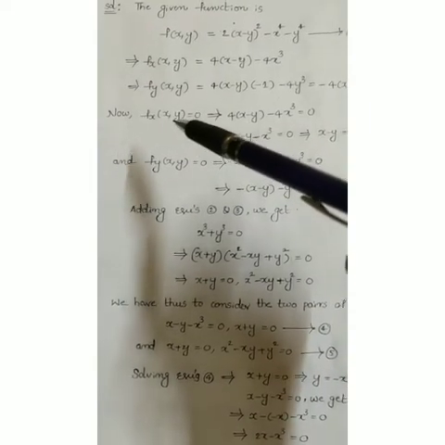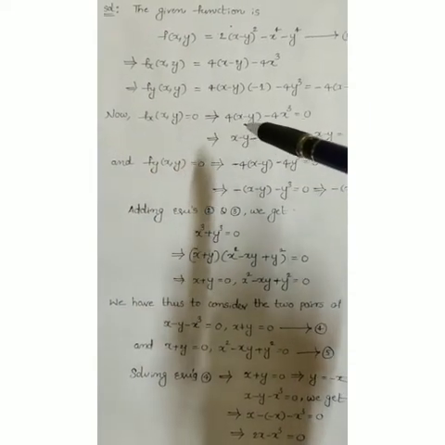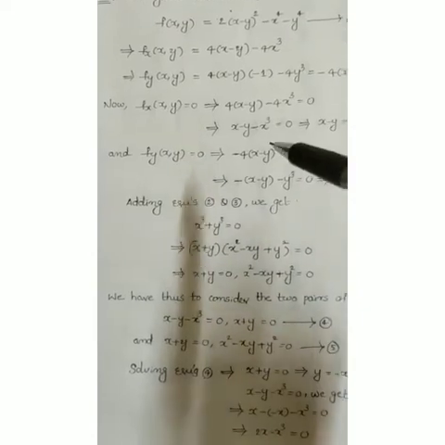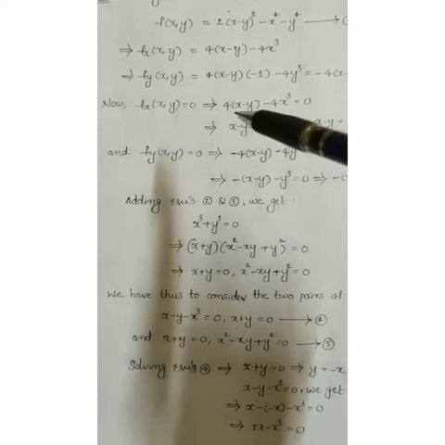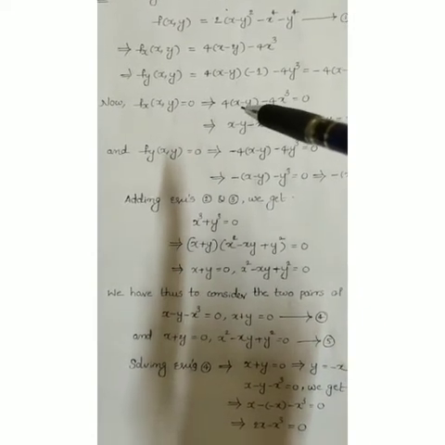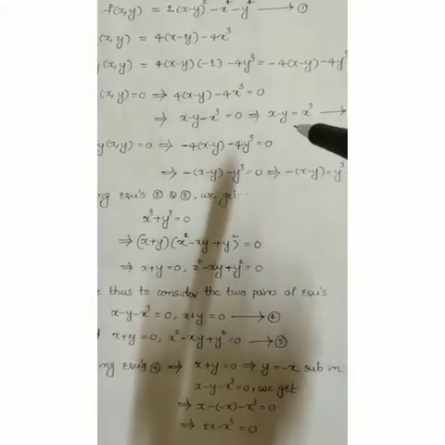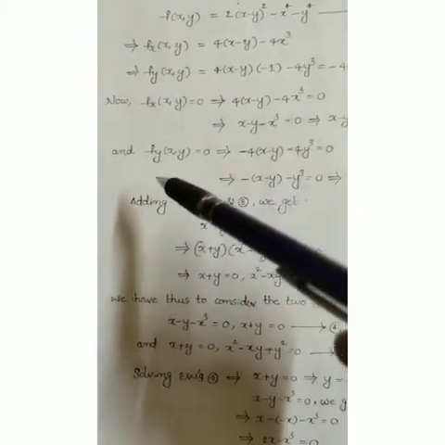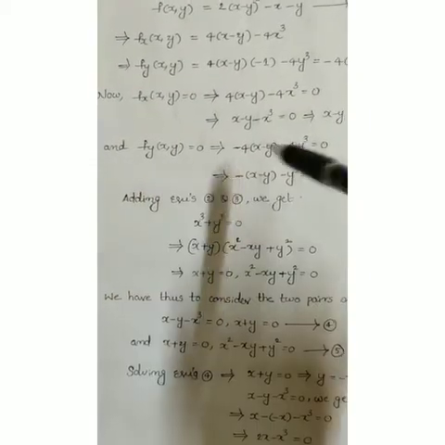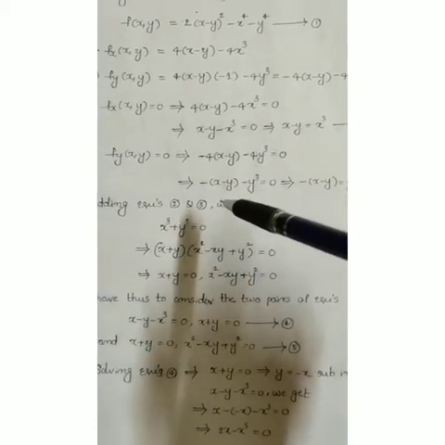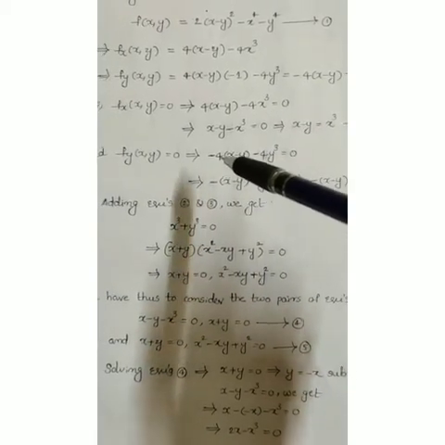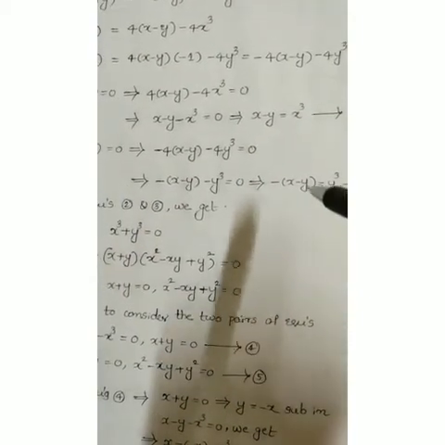So fx(x, y) = 0, that is 4(x - y) - 4x³ = 0. Taking 4 as common, x - y - x³ = 0, then x - y = x³. This is equation number 2. And fy(x, y) = 0, that is -4(x - y) - 4y³ = 0. Taking -4 as common, x - y + y³ = 0, then -(x - y) = y³. This is equation number 3.